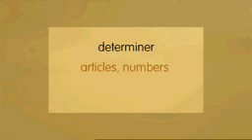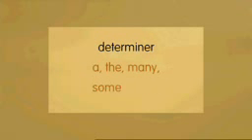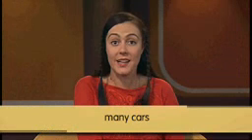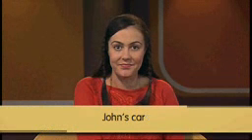First, we have the determiner. That's articles: a, an, the. Numbers, or a word that describes the amount of something. It can also be the owner, the person or thing who the noun belongs to. So determiners can be a, the, many, some, or a name like John's. So we can have a car, many cars, John's car.